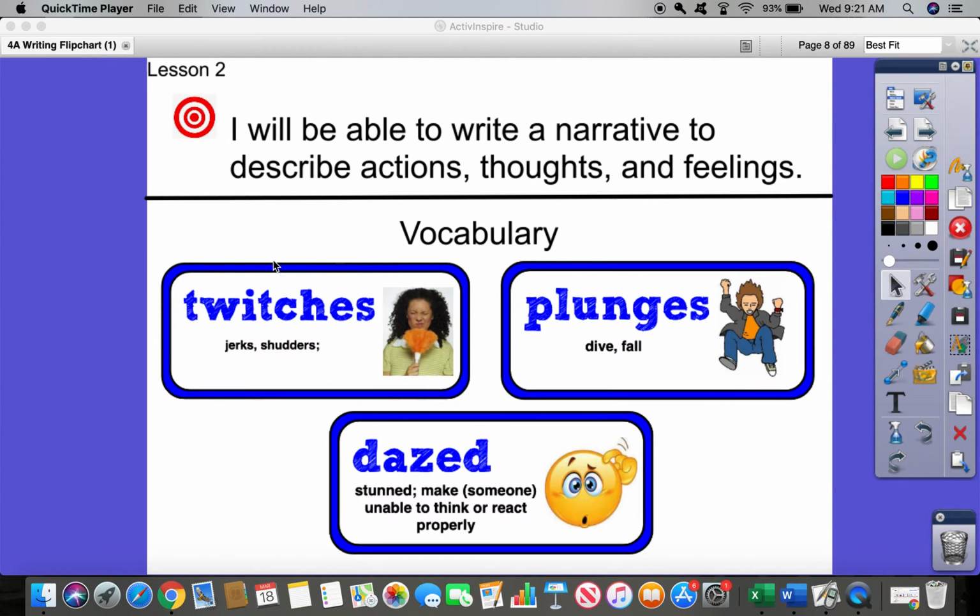To twitch means to jerk or shudder quickly, or think about almost like how a rabbit would move its nose. It twitches back and forth. Plunges means to dive or fall. It's usually when you're falling a long distance. And then if you're dazed, that means that you are confused. You might be stunned. You might not know how to react or think properly.